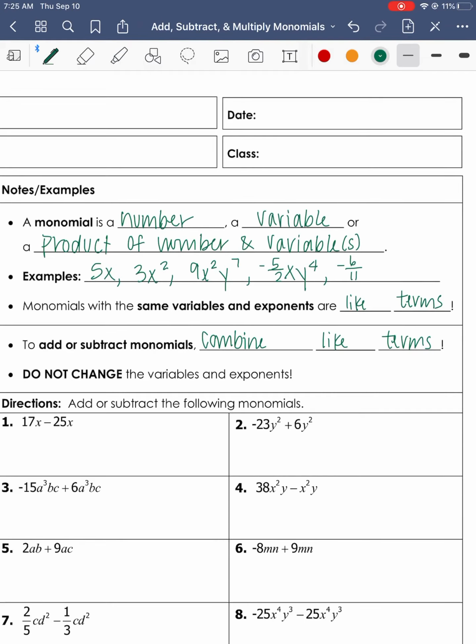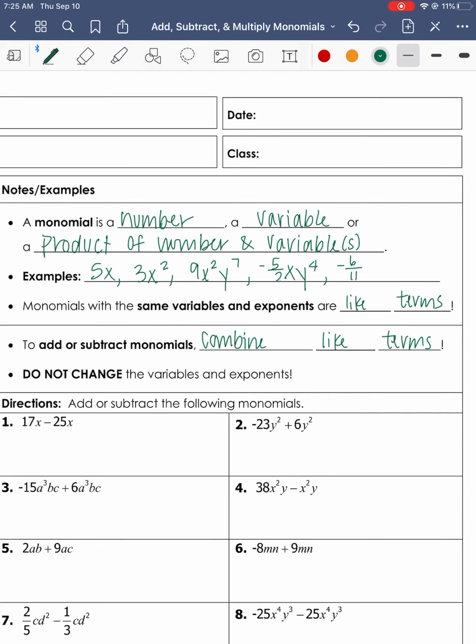Monomials with the same variables and exponents are like terms. If it's the same variables and they have the same exponents on the same variables, then you can combine them easily. They're like terms. To add or subtract monomials, just combine the like terms. So let's take a look at some of these examples here.